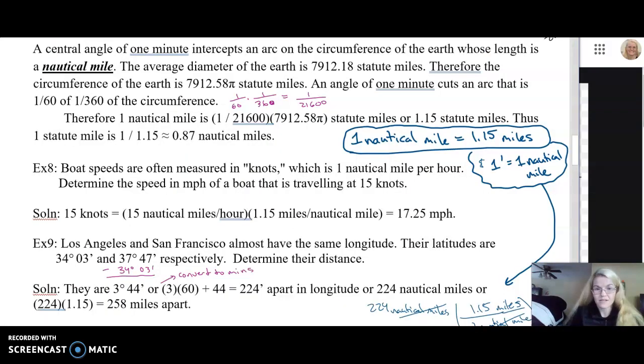So coming back here, a central angle of 1 minute intercepts an arc on the circumference of the earth's surface whose length is a nautical mile. Now the average diameter of the earth is 7,912.18 statute miles. What is a statute mile? It's a mile when you drive in your car. If you had to run the mile for PE, a statute mile is that mile. So a nautical mile is a different type of mile.